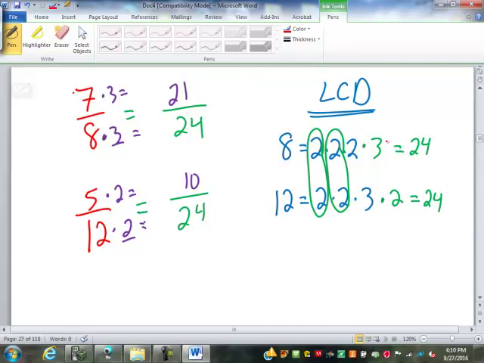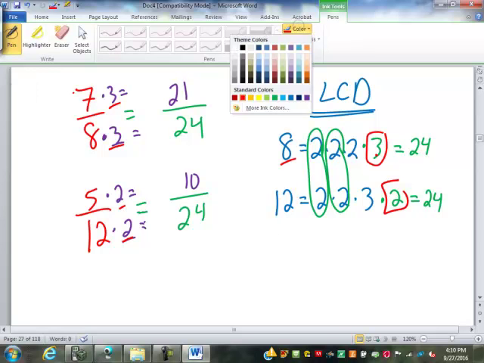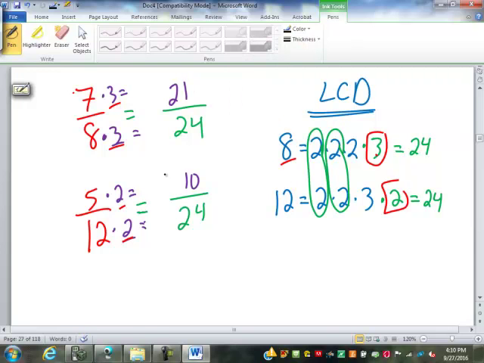If you looked over here, by the way, I had to multiply the 8 by 3. I had to multiply the 12 by 2. That's what I have to use to rename my fraction as well. So the factoring actually tells you everything you need to know about renaming your fractions and finding common denominators. We're going to leave it at that for now.